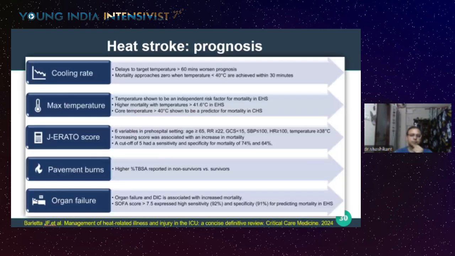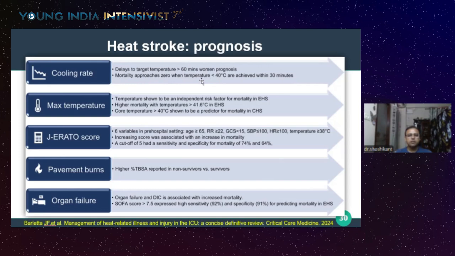So coming to the prognosis and follow-up of patients with heat stroke. What are the different poor prognostic markers of patients with heat stroke? Here, the cooling rate. Suppose we have a patient with heat stroke, how early we institute the cooling therapy and bring down the core temperature to a set target. That time gap is very, very important with respect to prognosis.